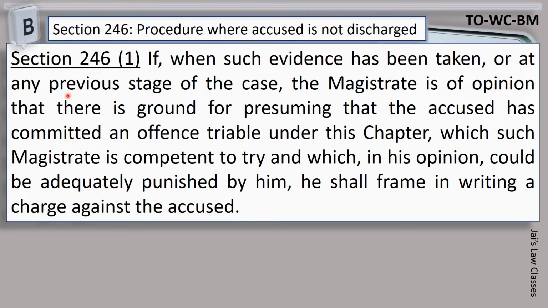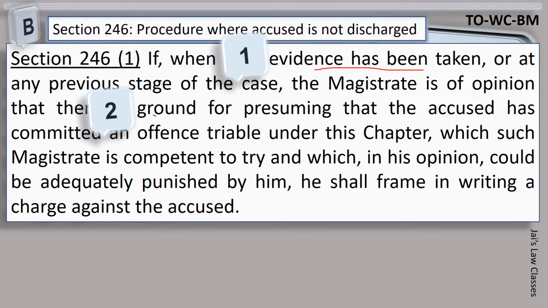or at any previous stage of the case, the magistrate is of opinion that there is ground for presuming that the accused has committed an offence triable under this chapter, which such magistrate is competent to try and which, in his opinion, could be adequately punished by him, he shall frame in writing a charge against the accused. Okay, there are 5 things that you need to remember from subsection 1 of section 246. 1. The evidence has been taken. 2.